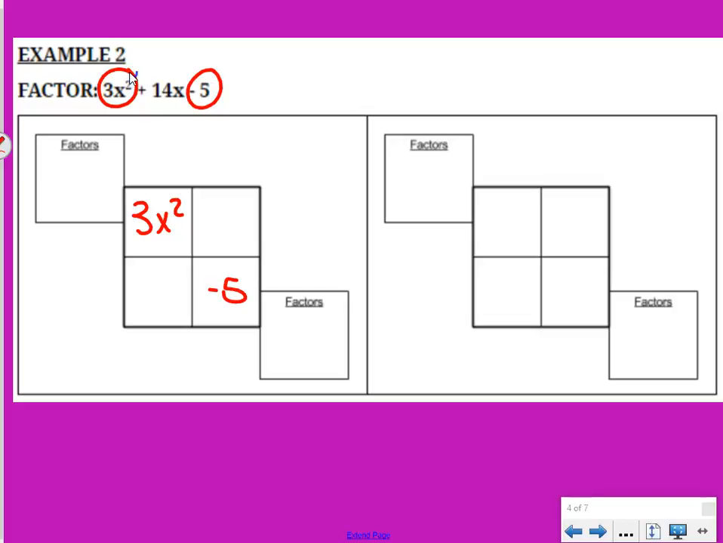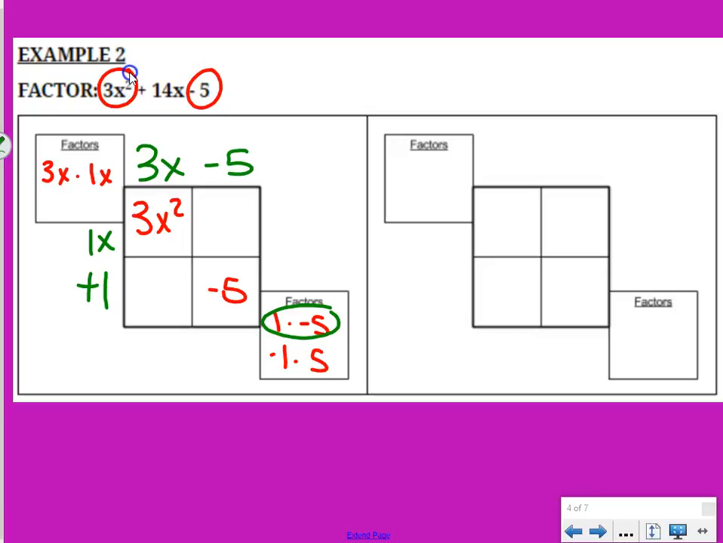Multiples of 3x squared would be 3x times 1x. Multiples of negative 5 would be 1 times negative 5 or negative 1 times positive 5. So again, we're just going to start, guess and check a little bit and figure out which combination of these factors work for us. So let's start by putting 3x here at the top and 1x on the side. And then we can start by using this factor. We'll put minus 5 next to the 3x and plus 1 next to the 1x. Multiply.